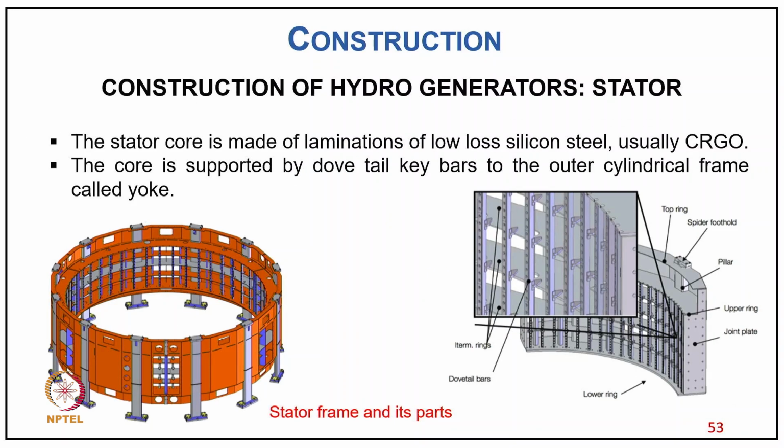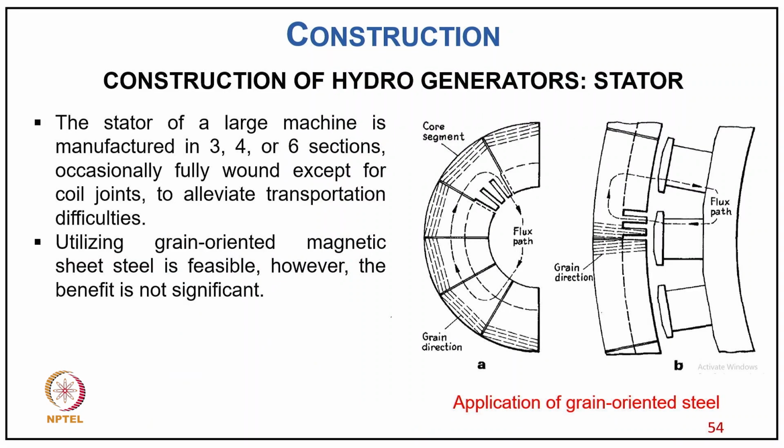So, now you can come to the stator as a part of the construction of the hydro generator. The stator core is made of laminations of low silicon steel, usually CRGO, cold rolled grain oriented steel, and the core is supported by dovetail key bars to the outer cylinder frame called the yoke. The stator of large machines is manufactured in 3, 4 or 6 sections, occasionally fully wound except for coil joints, to ease transportation difficulty, and utilizing guaranteed magnetic sheet steel is feasible. However, the benefit is not significant.